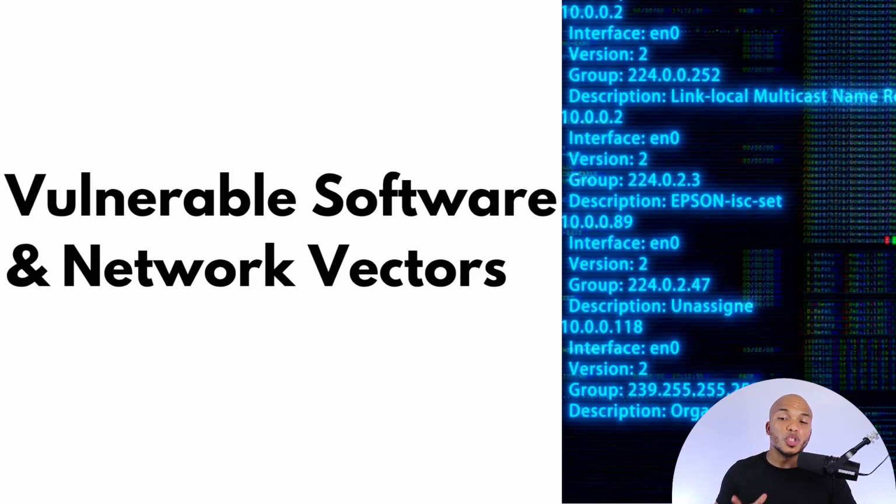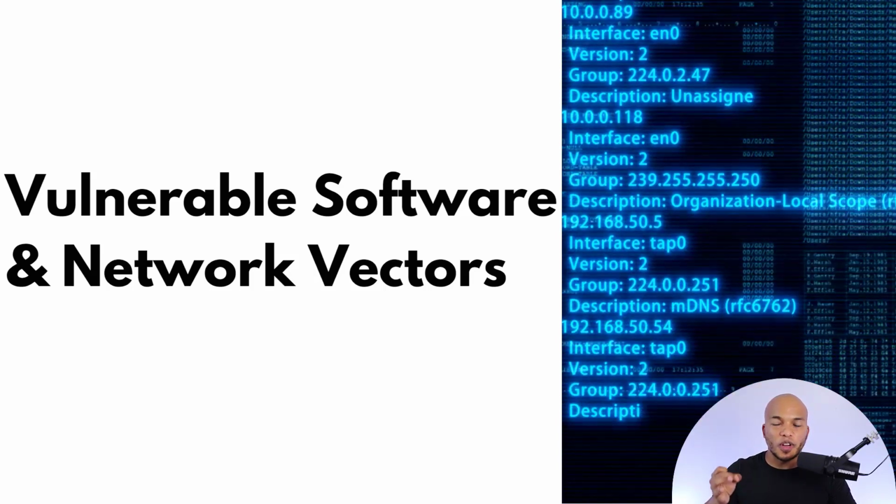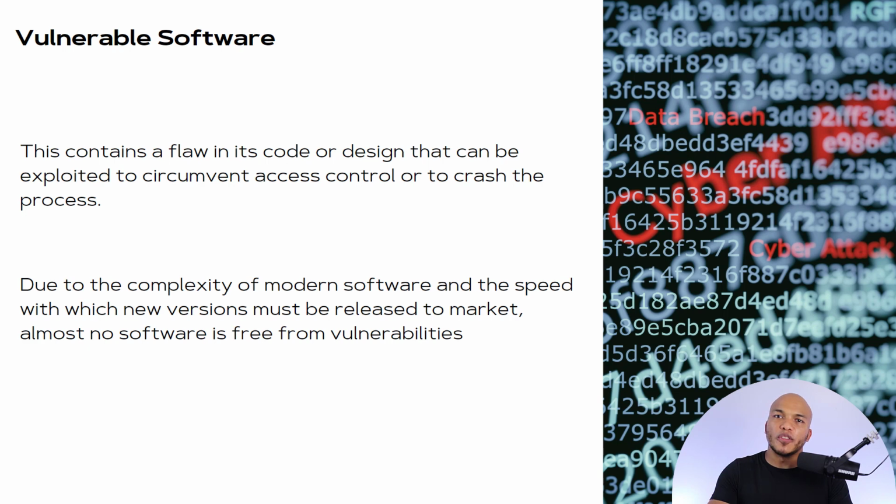So let's talk about vulnerable software and network vectors. Now, a vulnerable software is one that contains a flaw in its code or design that can be exploited to circumvent access control or to crash the process. Now, due to the complexity of modern software that we get nowadays and the speed with which new versions must be released to the market, almost no software is free from vulnerabilities.